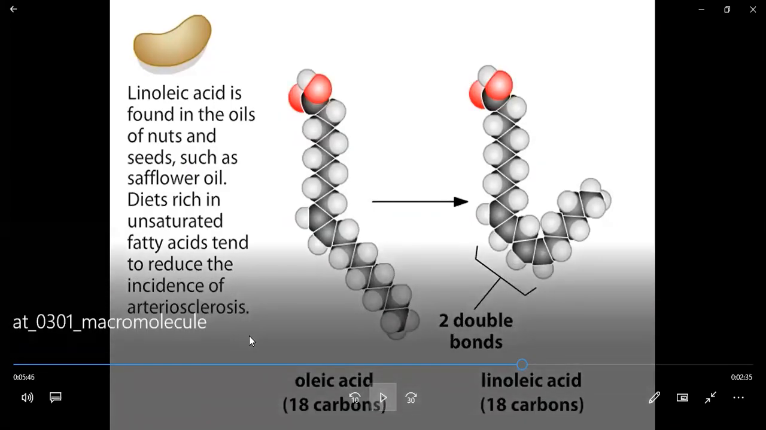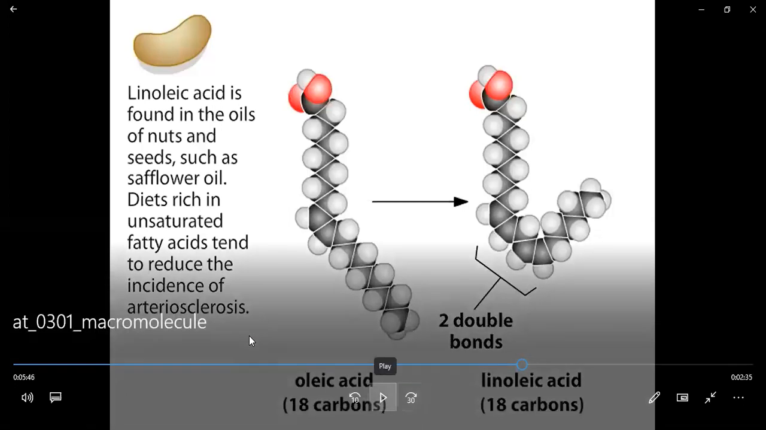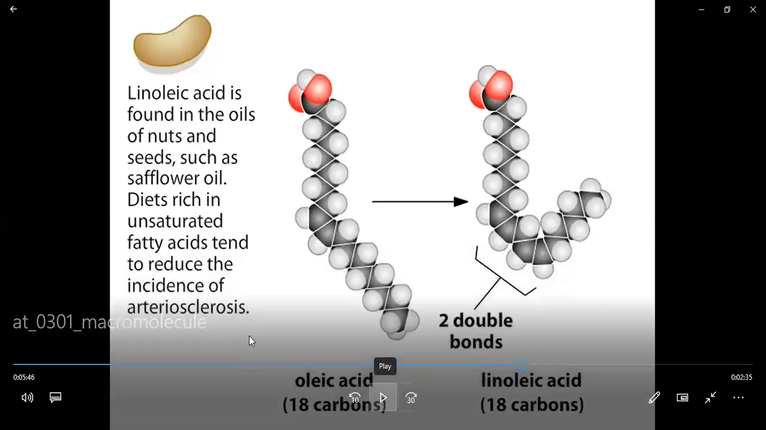Linoleic acid is found in oil seeds, nuts, and safflower oil, which are rich in PUFAs. These are very good fats which decrease the incidence of arteriosclerosis, that means heart diseases. So people who eat these fruits, nuts, and seed oils have fewer chances of getting cholesterol in their arteries. This is a good thing for them.